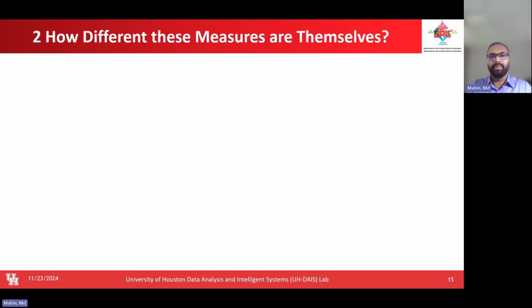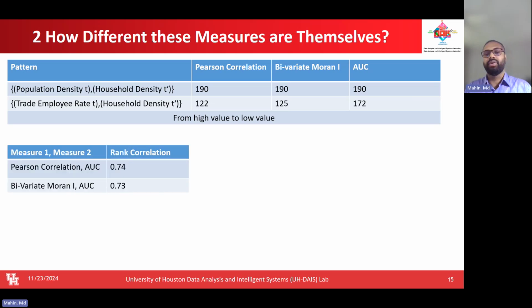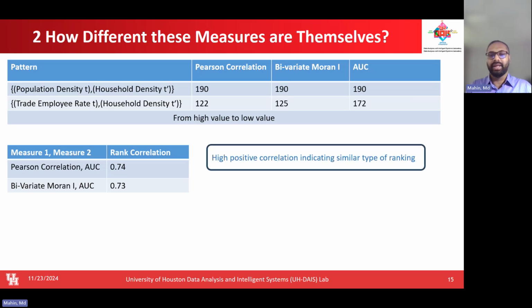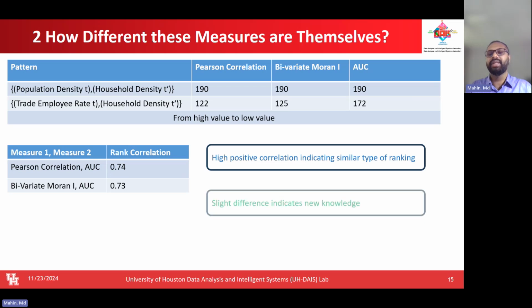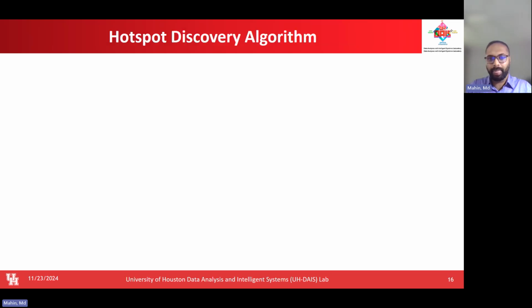We also measure similarity among these measures. What we did is, for 190 pairs, we ranked each pair based on its value from positive to negative. For example, population density and household density ranked 190 for all measures, but trade employee rate and household density ranked differently for all measures. We computed the rank correlation and found that it is very high, 0.7473. So we say they have similar, almost similar ranking, but it is not perfect. There are slight indications of some dissimilarity. As the measures are different, this is expected.